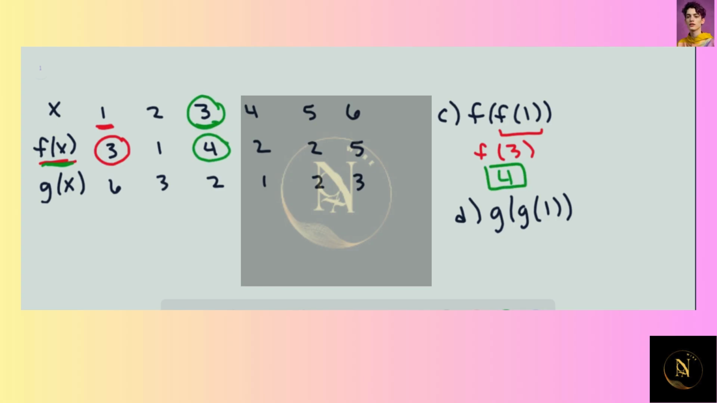Now let's find g of g of 1. So starting with the inside, g of 1, we use the 1 column and the g row, and we get 6. g of 1 is 6. So we substitute that in, and now we're finding g of 6. So we use the 6 column and the g row, and g of 6 is 3. So our answer is 3.